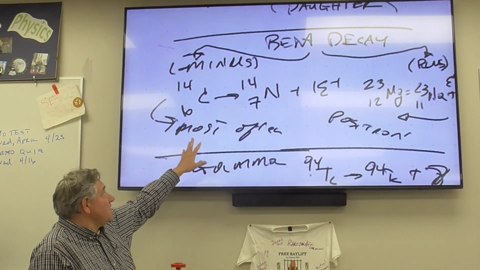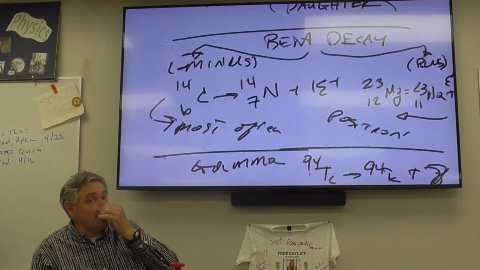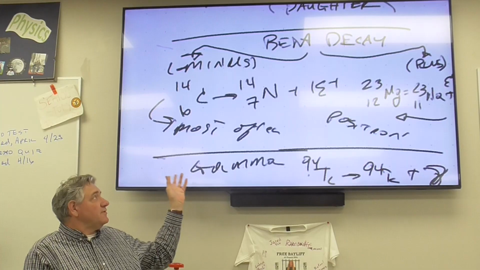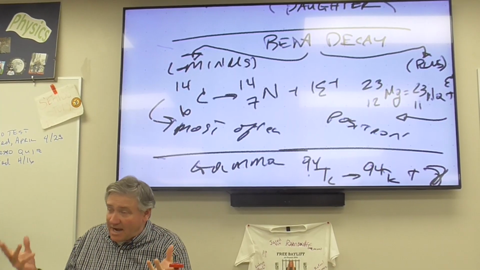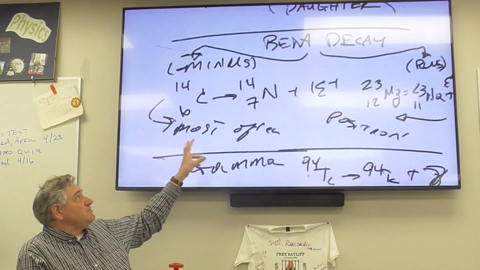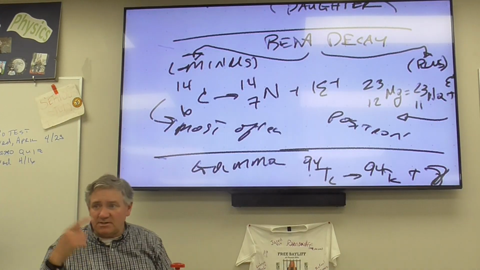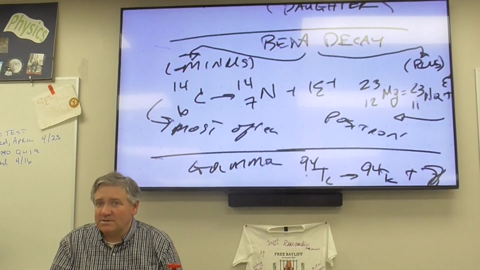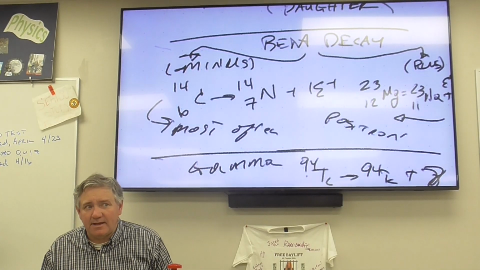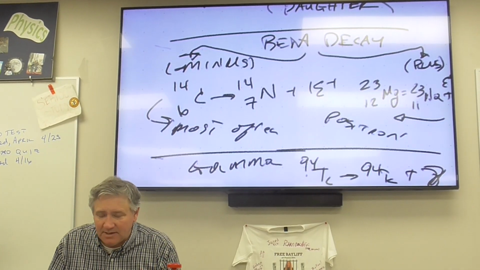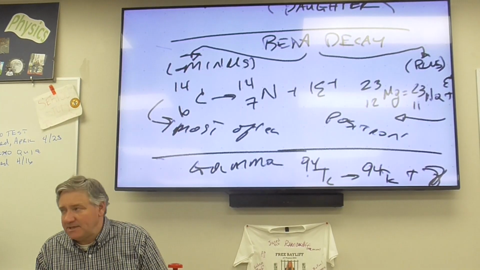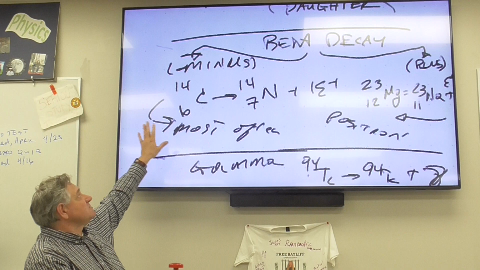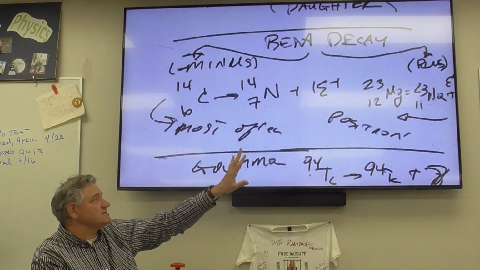The reason that they knew this was happening is that they were looking at samples of carbon-14, and even though it was a completely isolated system, they would see an increase in the number of nitrogen atoms in the sample, which didn't make any sense. It was like, this is completely isolated. How can we be getting nitrogen? And this is the only way that it made any sense. So most often it's beta minus.